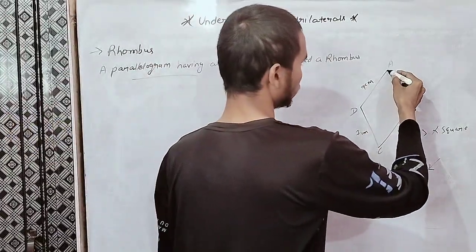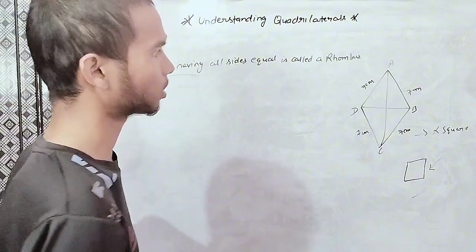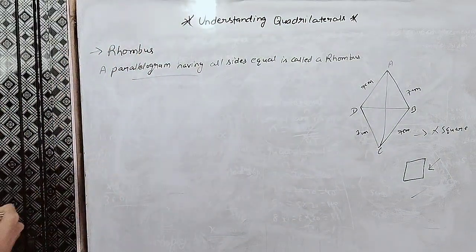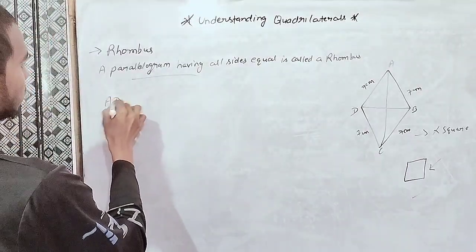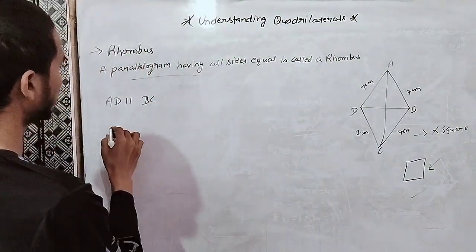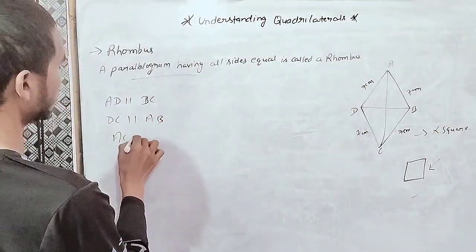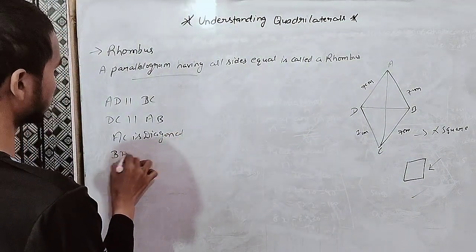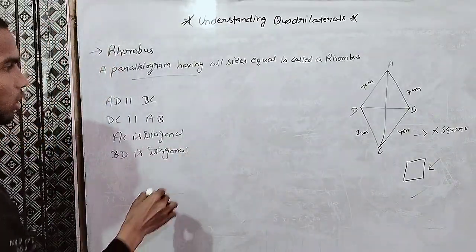Then of course we have two diagonals here, which are intersecting each other, and we have a bisect. So we can say AD is parallel to BC and DC is parallel to AB. AC is a diagonal and BD is a diagonal.